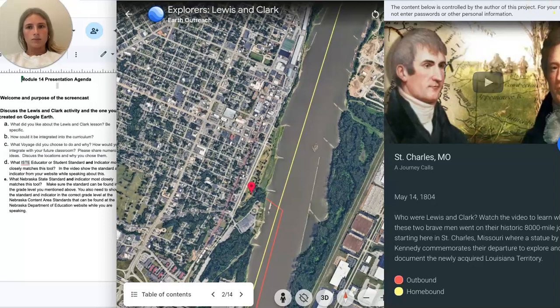So this could be integrated into the curriculum because students could follow Lewis and Clark's trip, and they could mark important places and also write notes to explain why each place matters.